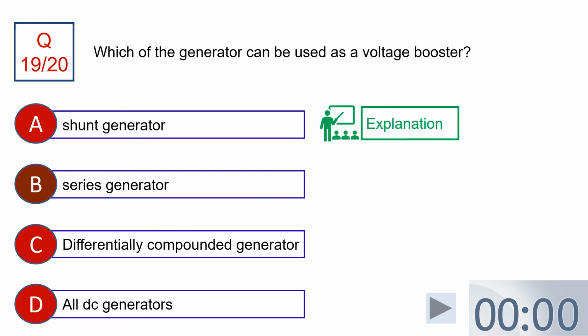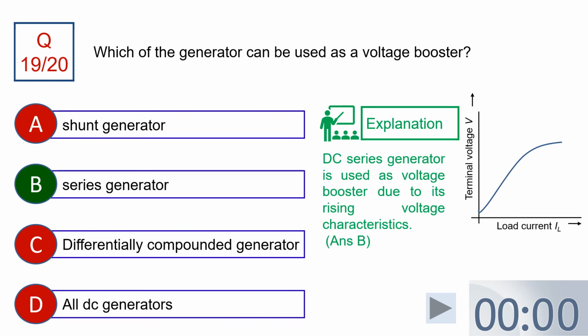Correct answer is option B, because in case of DC series generator the characteristics is rising, and that's why it is suitable for use as a voltage booster.